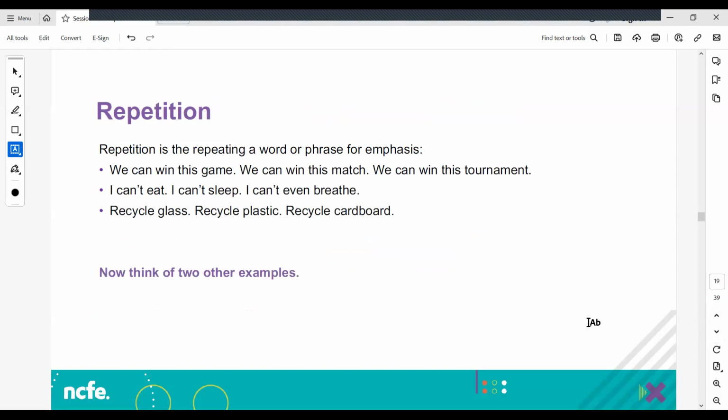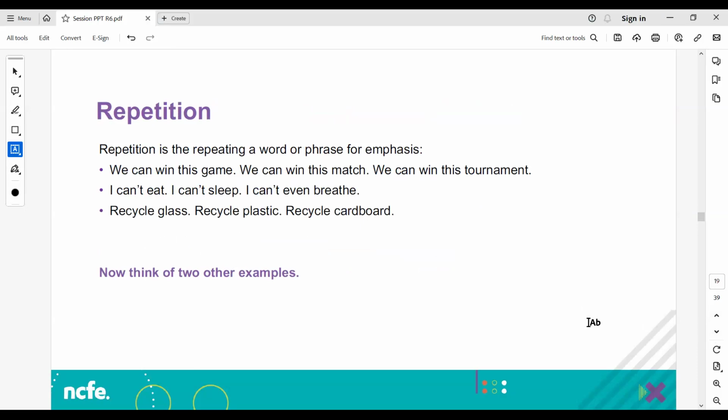Repetition. So repetition, repeating a word or phrase for emphasis. We can win this game, we can win this match, we can win this tournament. I can't eat, I can't sleep, I can't even breathe. Recycle glass, recycle plastic, recycle cardboard. So just emphasising the point by repeating the word.